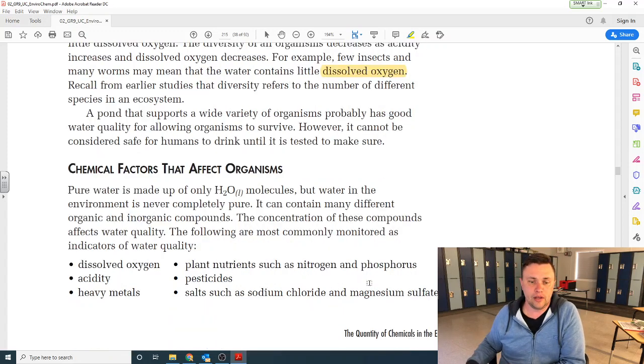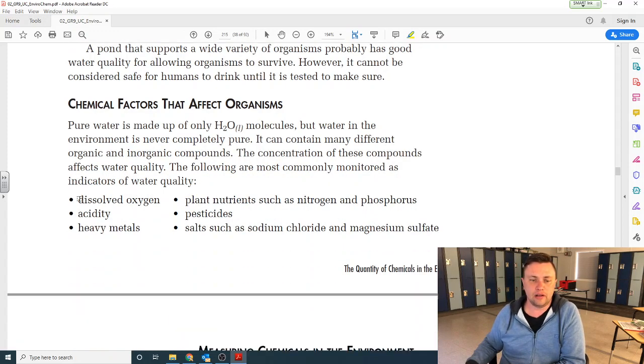So there's a lot of different things that are going to go into measuring is this aquatic ecosystem safe or healthy. Chemical factors, so there's dissolved oxygen and acidity or basicness, which is pH. The presence of heavy metals. Now this is not like metallic or anything like that. That is going to be things like dissolved mercury in the ecosystem.